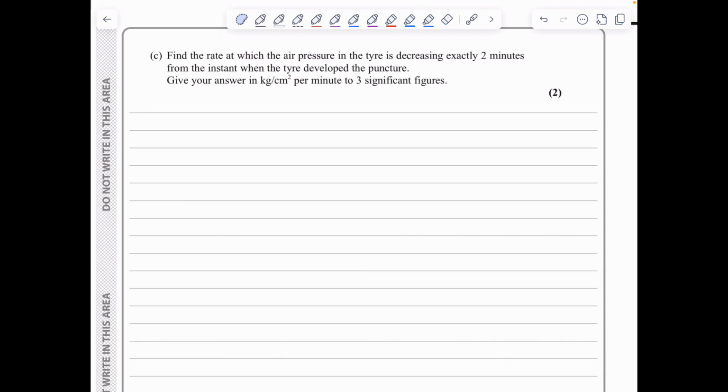Now in part C, we need to find the rate at which the air pressure is decreasing exactly 2 minutes from the instant when the puncture developed. We need to give our answer in kilograms per square centimeter per minute to 3 significant figures. Let's start with the equation for P. P is 0.8 plus 1.4 e to the negative 0.5 t, and we are looking for its derivative with respect to time, so dP/dt.